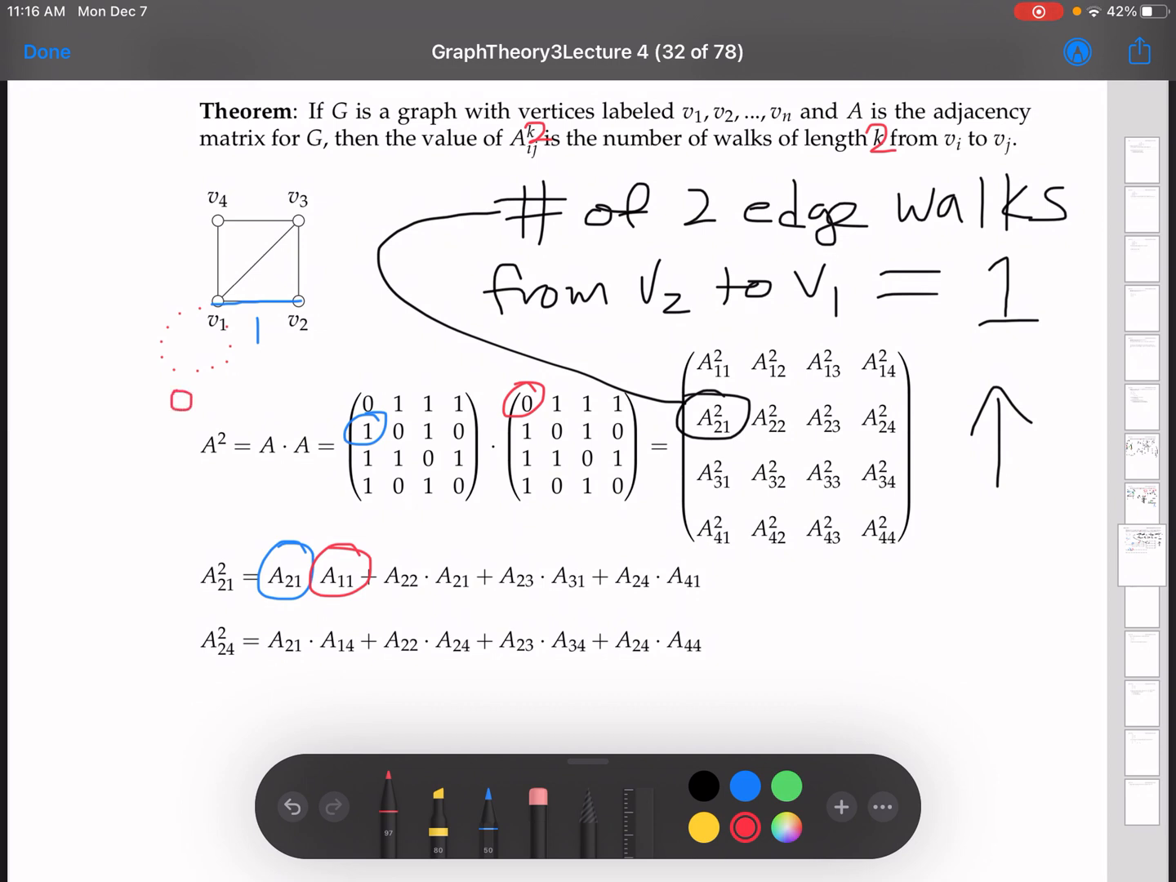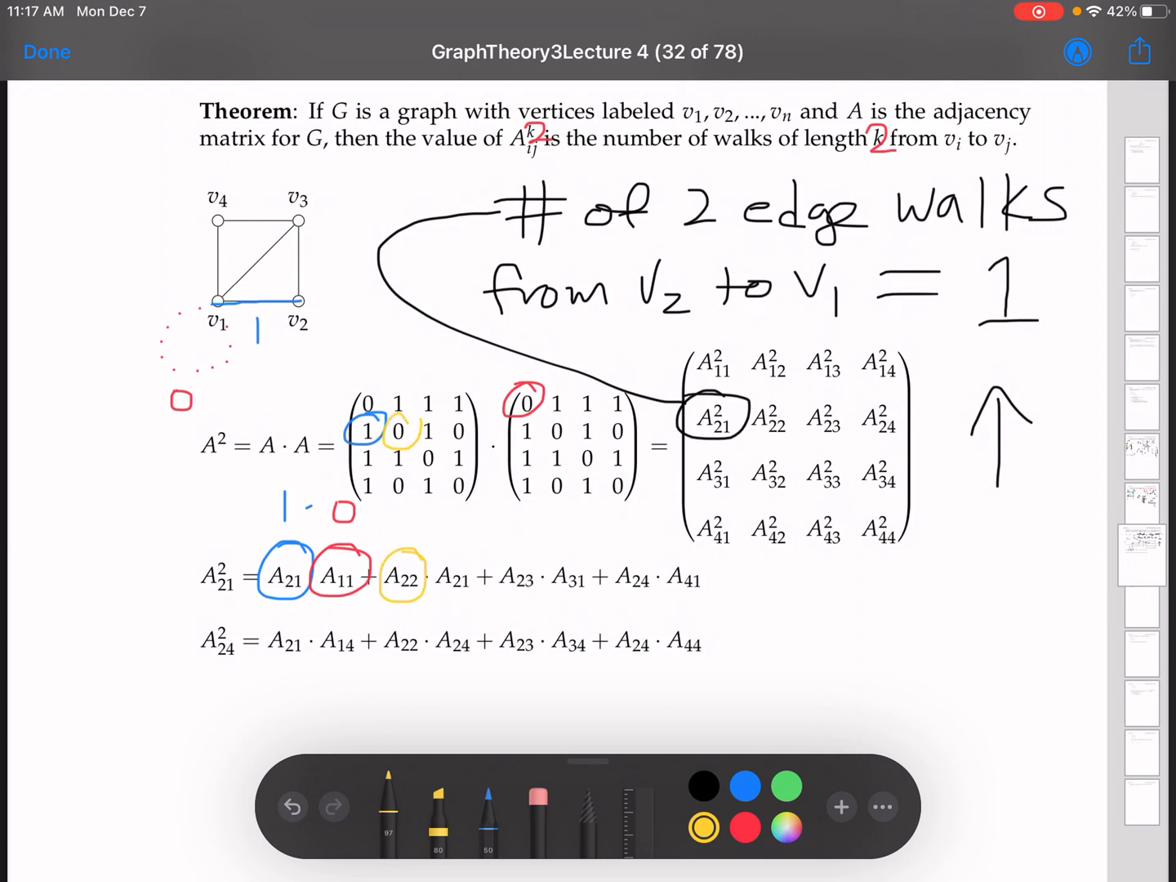So if you think about it, this is a 1 times a 0, which, as we all know, is 0. But what is that really saying? It's saying one edge put together with no edge. One edge put together with no edge gives no 2 edge walks. Now moving on to this next one.